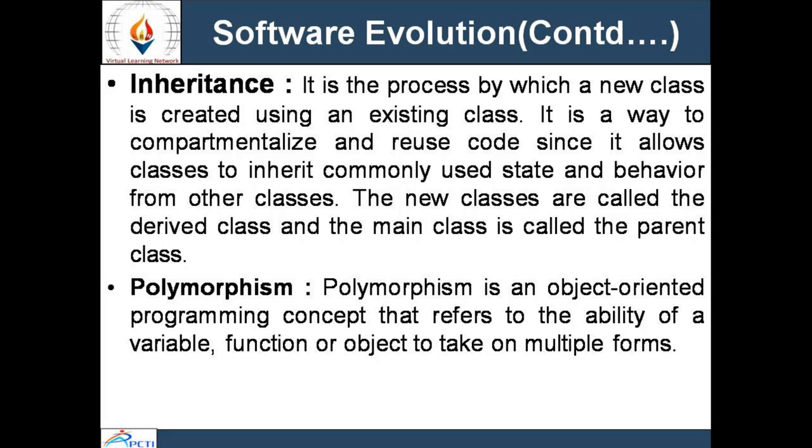Polymorphism. Polymorphism is the characteristic of being able to assign a different meaning specifically to allow an entity such as a variable, a function or an object to have more than one form. It is the ability to process objects differently depending on their data types and to redefine methods for derived classes.